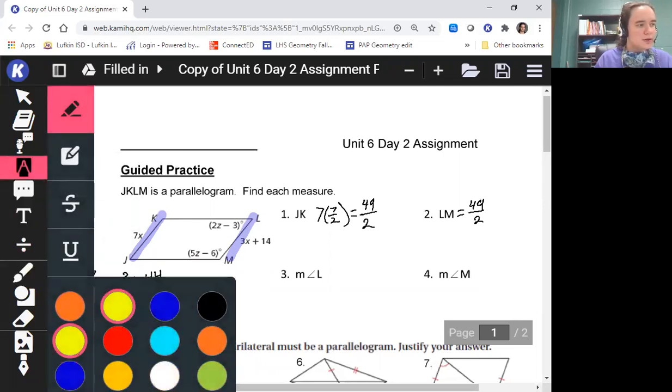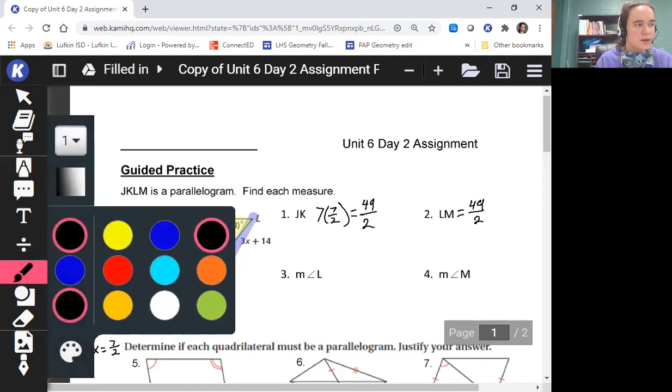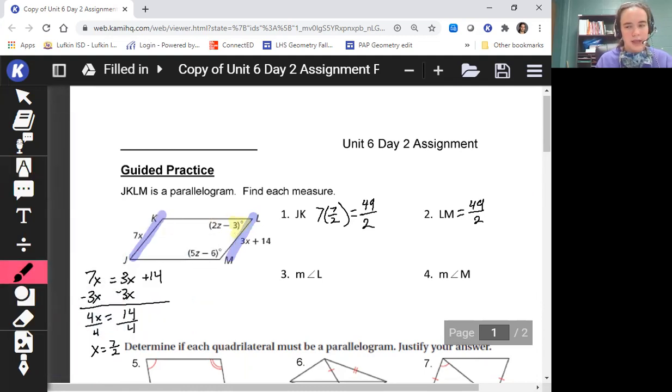Then next up, we are looking for the measure of angle L. So we've got angle L, and we have information about angle M as well. And we know that these are same side interior angles, which means that they are supplementary. So we can add these two together and set it equal to 180 degrees and solve for z that way.